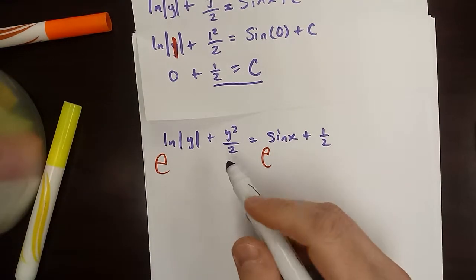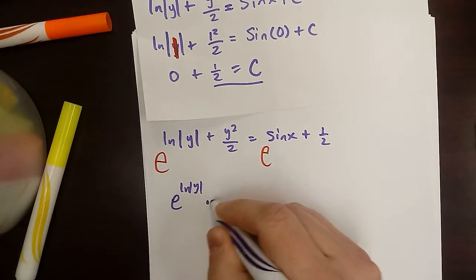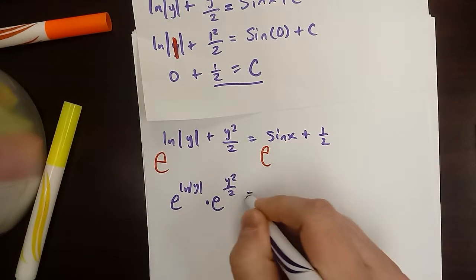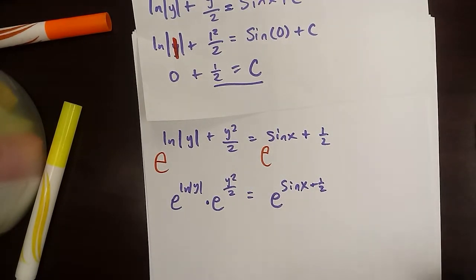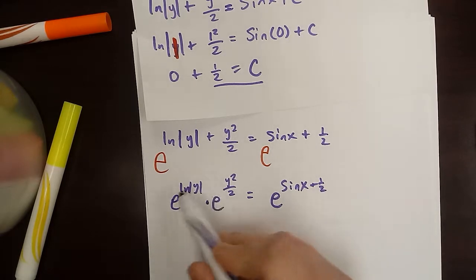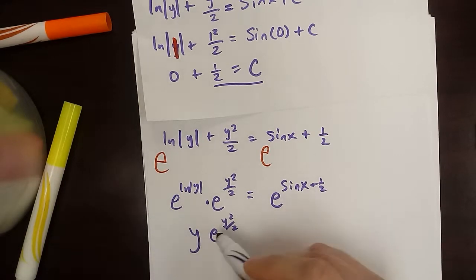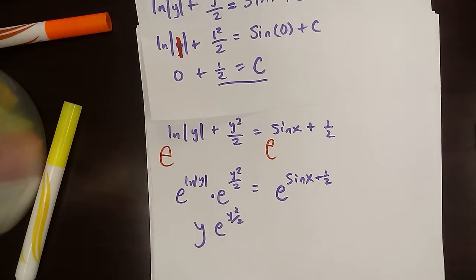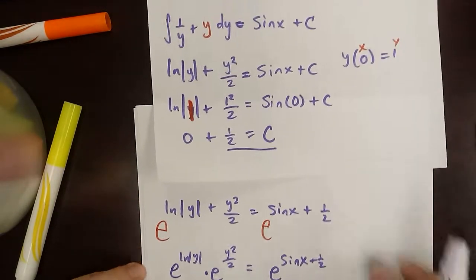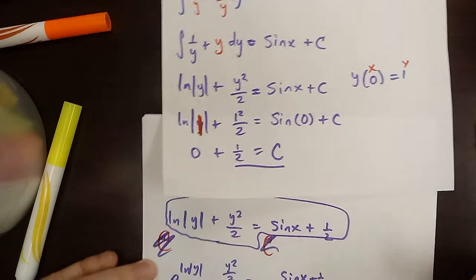The problem is this is going to turn into e to the natural log of the absolute value of y times e to the y squared over 2, and this is going to turn into e to the sine x plus a half. Over here we could say y e to the y squared over 2, but we're going to have to keep on going back and forth from ln's and e's, and there's not really going to be a way to separate this. This is where I'm thinking right now. I'm going to double check my packet and make sure that I didn't forget an important detail, but as long as I didn't forget an important detail, that's where we're going to end.